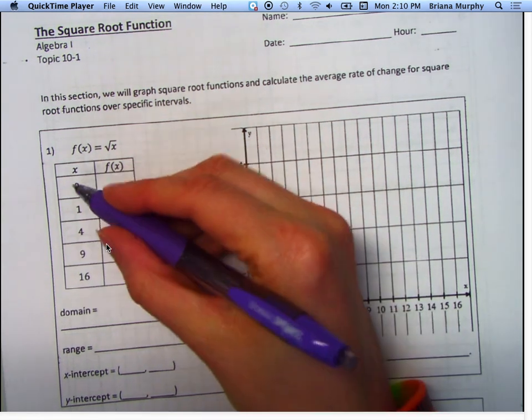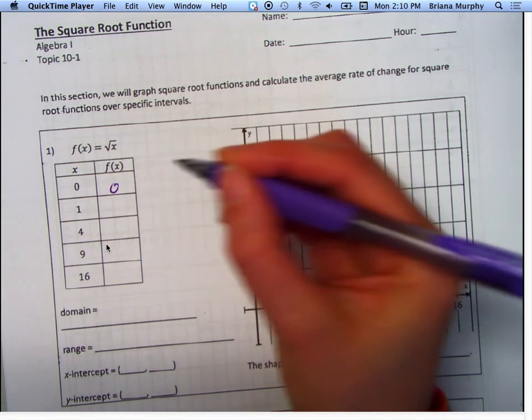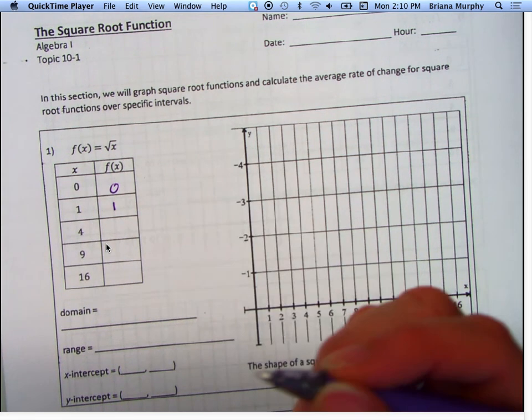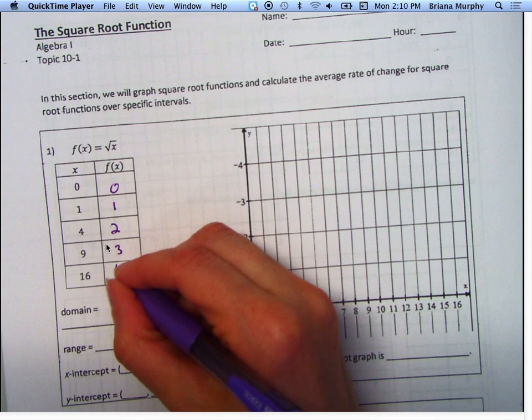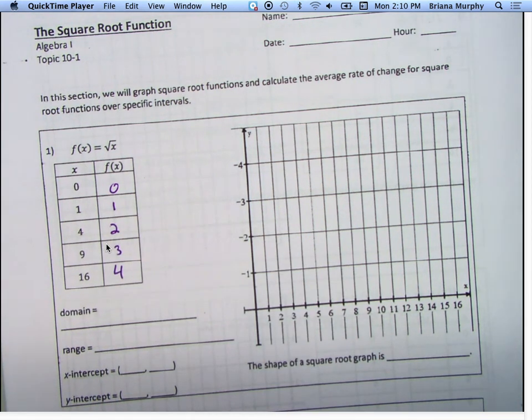What's the square root of 0? 0. What's the square root of 1? 1. What's the square root of 4? 2. What's the square root of 9? 3. What's the square root of 16? 4. Okay. Let's plot those points and see our line.